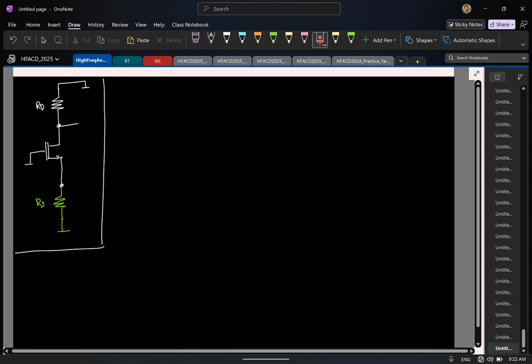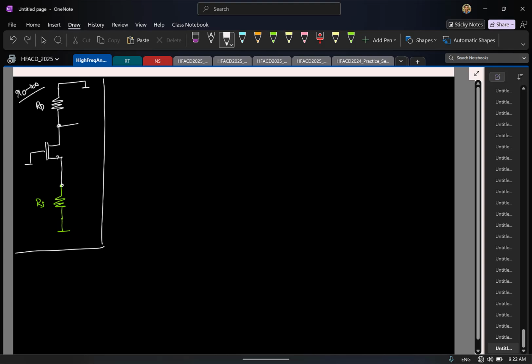So now what is the input impedance of the network? Let's assume R naught to be infinity. What is the input impedance? 1 by Gm. So now I need to find both voltage and the current, right? So let's start with voltage.